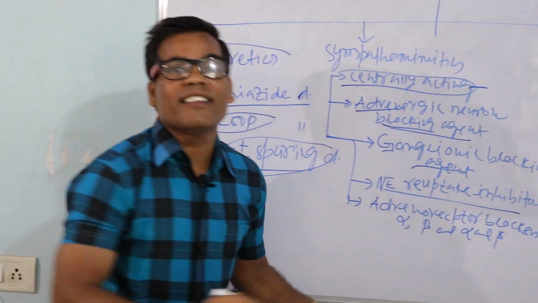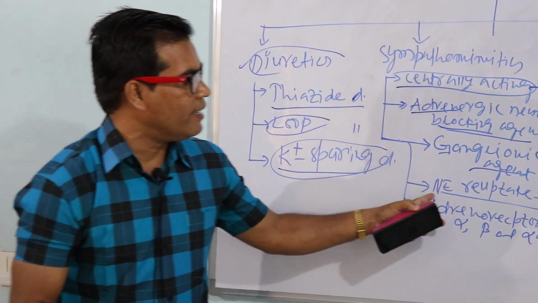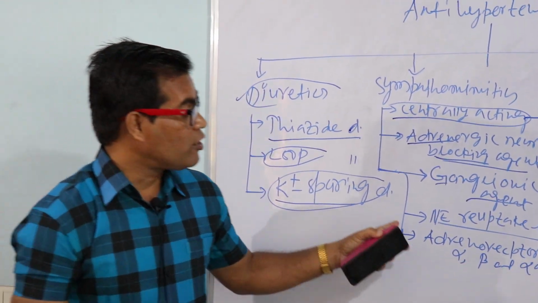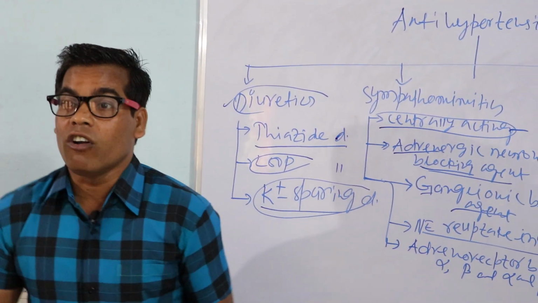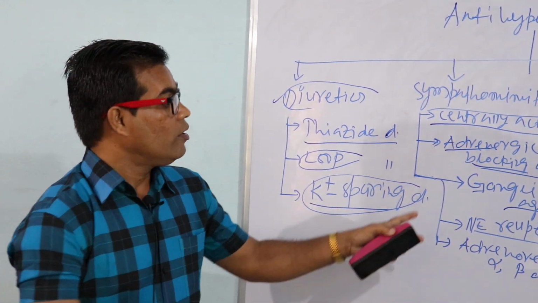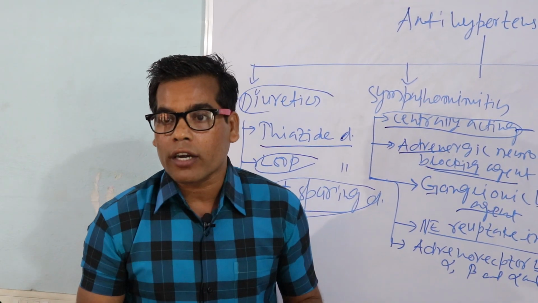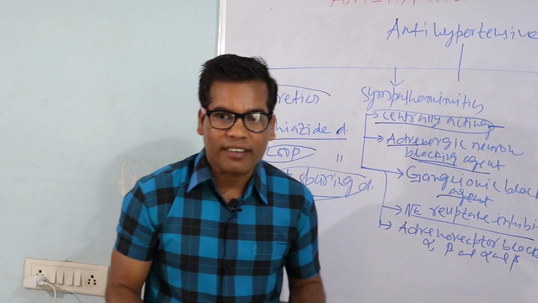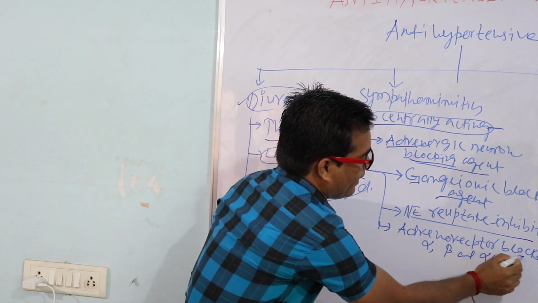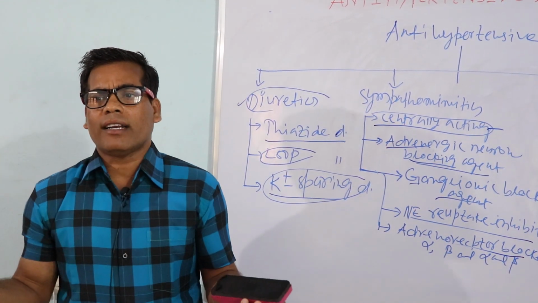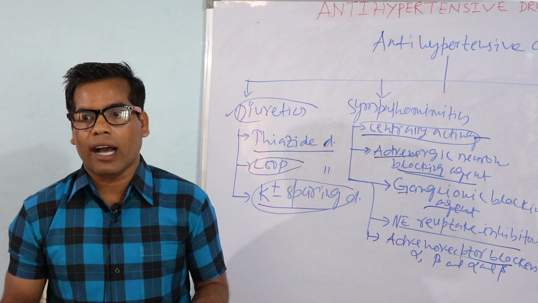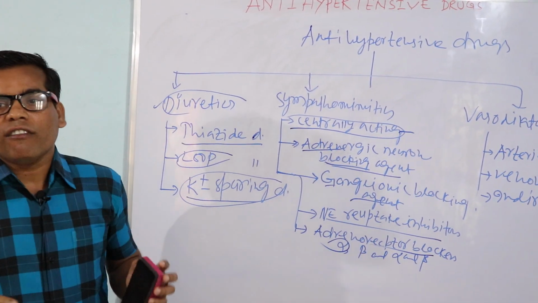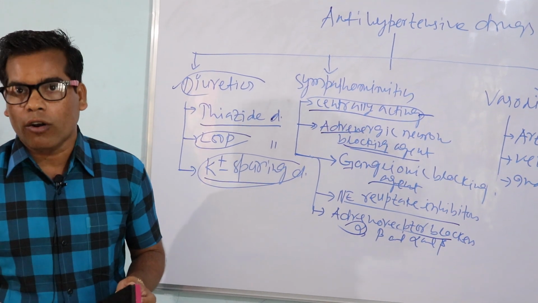What is the example? Reserpine. It is a benzopyrrole alkaloid obtained from Rauwolfia serpentina. So reserpine is a norepinephrine reuptake inhibitor, acting as an antihypertensive drug. Next, the adrenoreceptor blockers. We know the adrenergic receptors: alpha, beta, then alpha 1, alpha 2. Here, we are using the alpha adrenoreceptor antagonists.